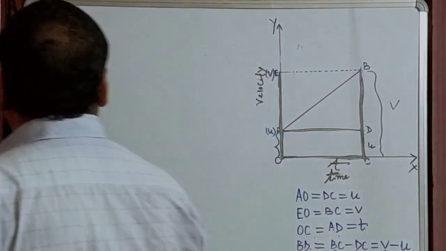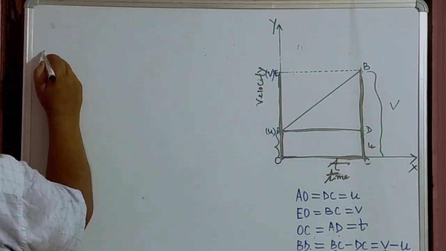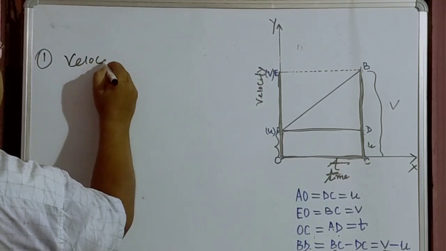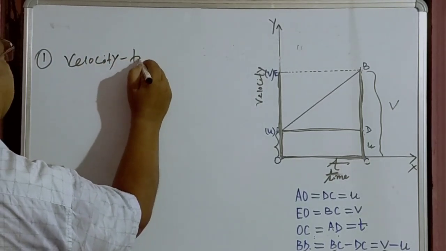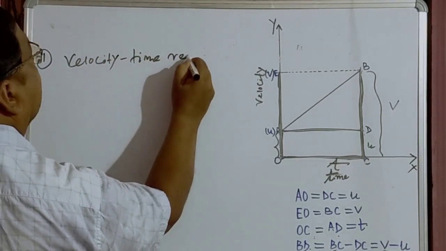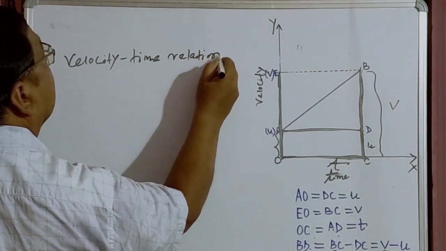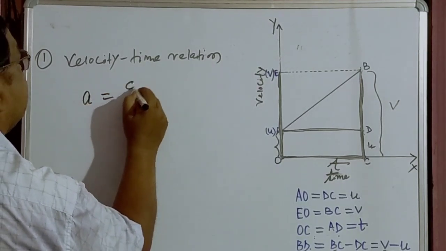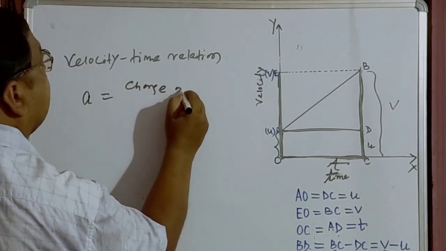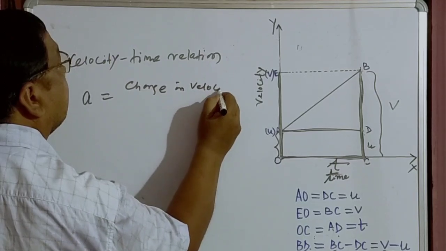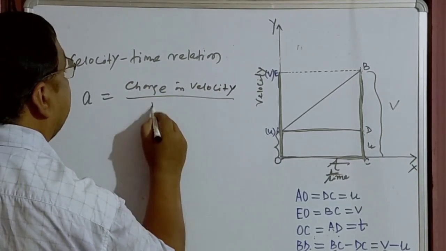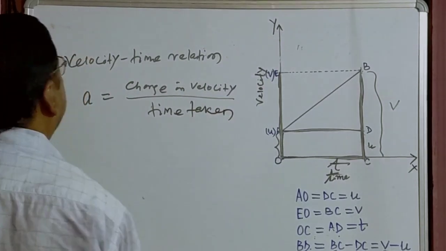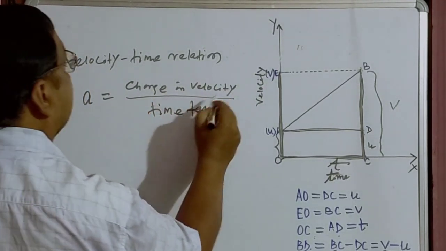Now we derive the first equation, that is the velocity-time relation. We know that acceleration is equal to change in velocity by time taken. By definition, the definition of acceleration is change in velocity by time taken.